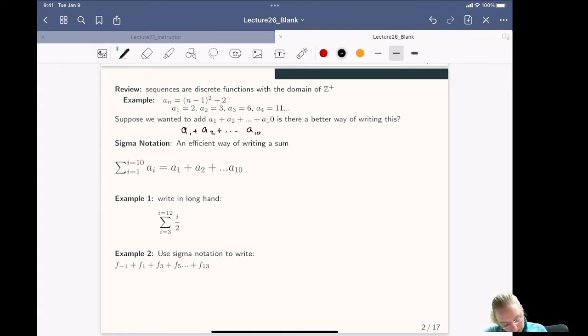So for example, we have this sum here. Now notice that our index starts at 3, so we start by plugging 3 in for i. So we have 3 halves plus 4 halves plus 5 halves plus a whole bunch of other things until we get up to 12 halves. All right, so that's a fast way of writing this sum here.